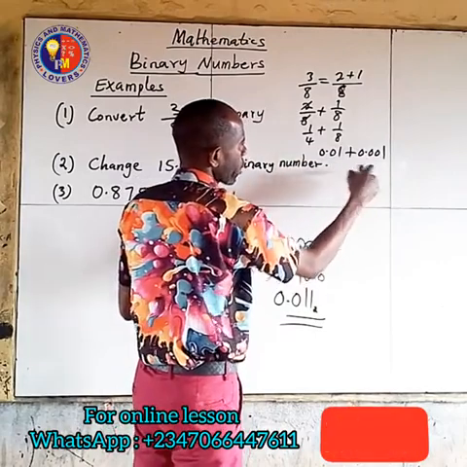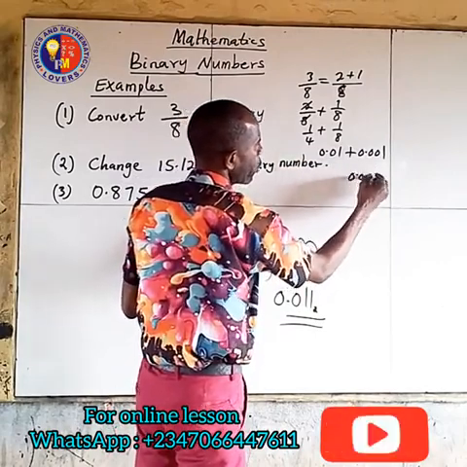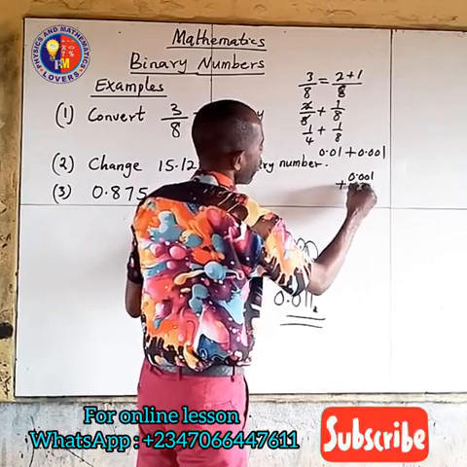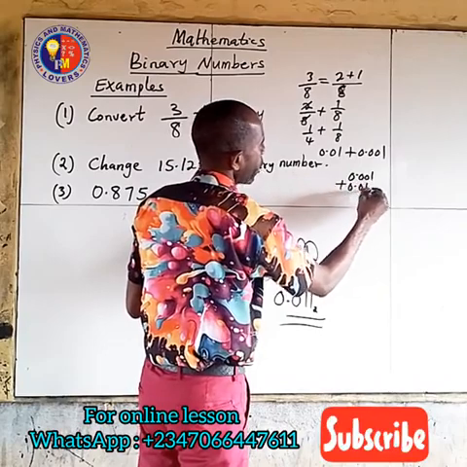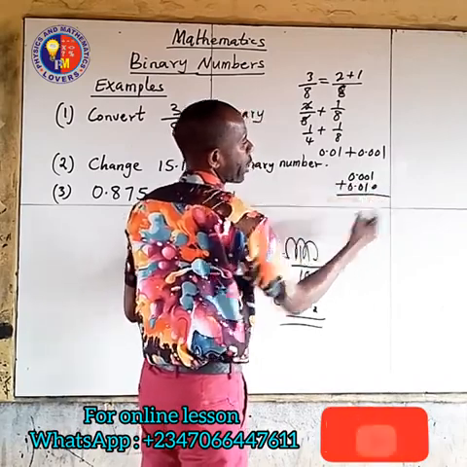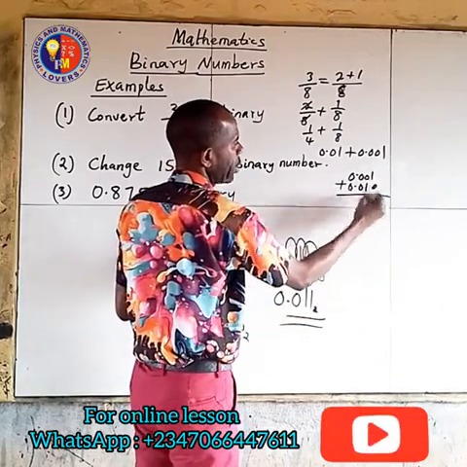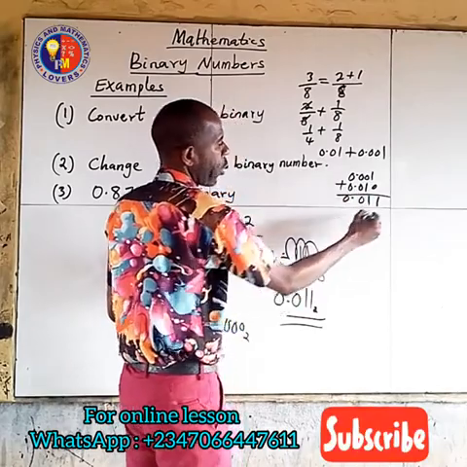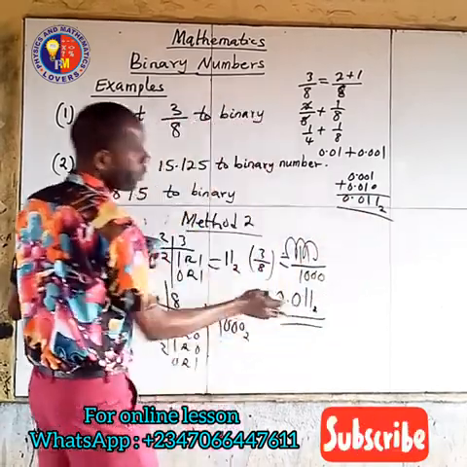At the end of the day, we have 0.001 plus 0.01, and in the empty place put 0 there. Now let's add. We have 1, we have 1, we have 0, then the point. As you can see, we have the same answer.